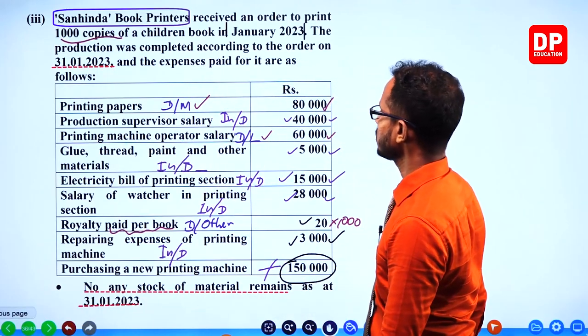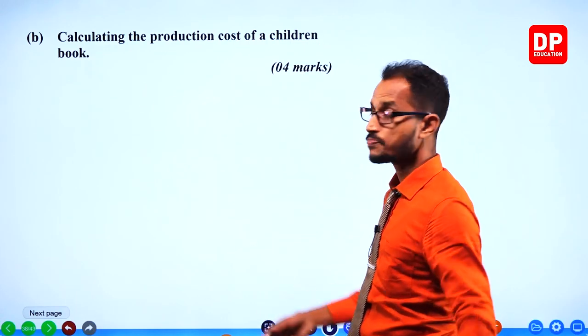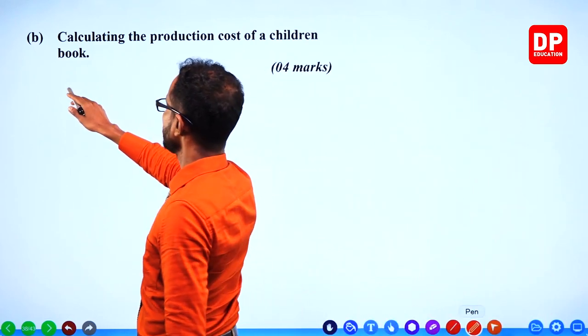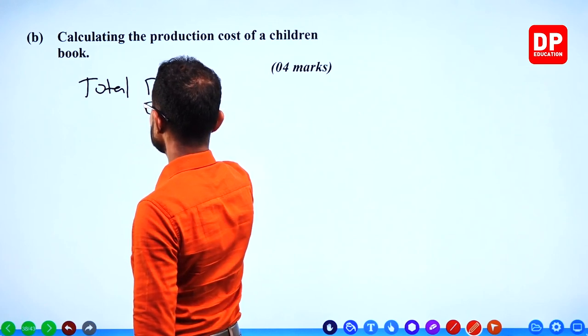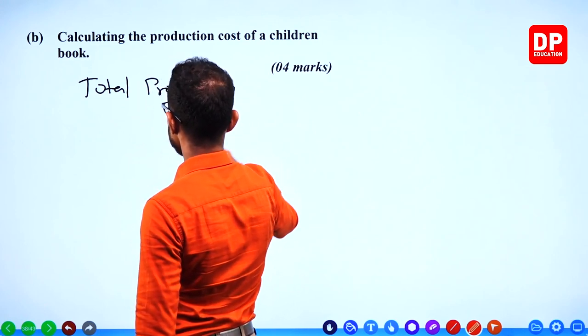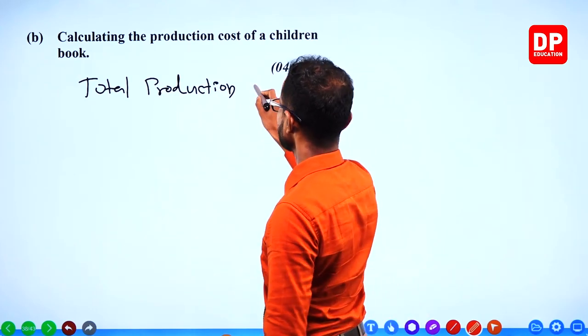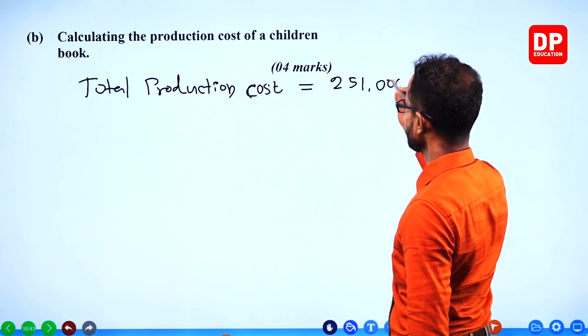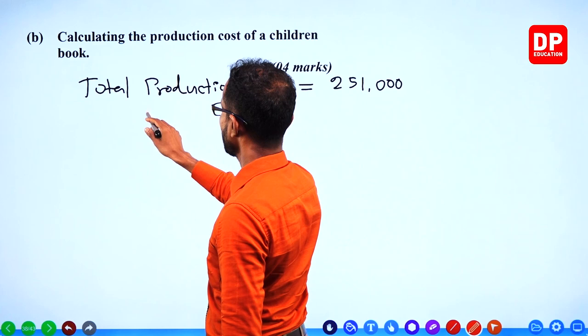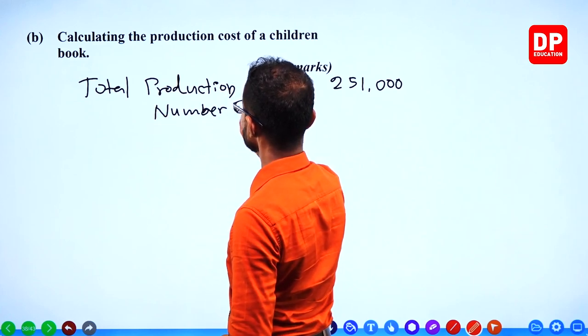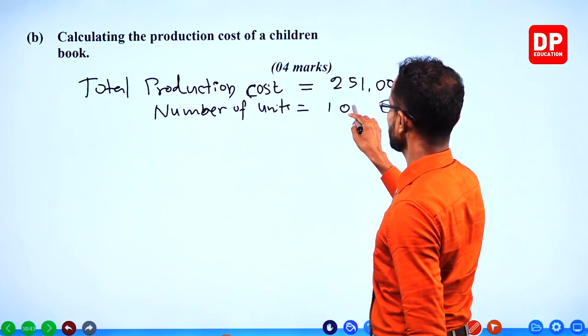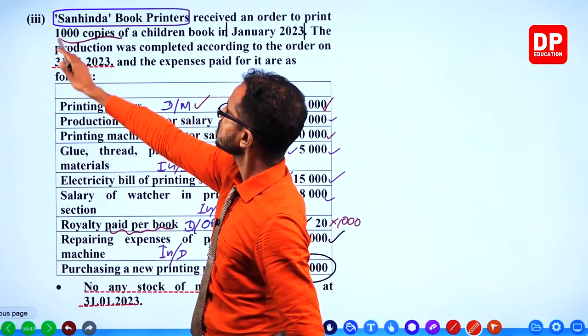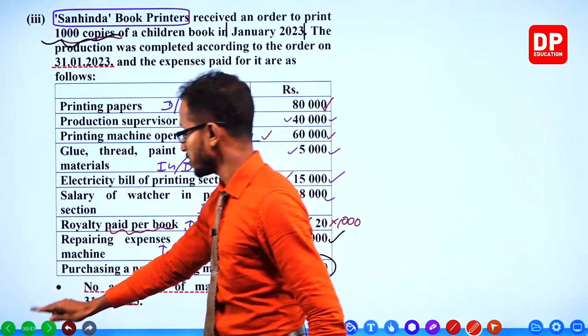All right. Third part done. Oh, that's a B part too. Calculating the production cost of a children's book. One book. They're asking us to calculate the unit cost for one unit. Total production cost divided by number of units. 251,000, we just calculated. Number of units: 1,000. It was given right here, 1,000 copies.